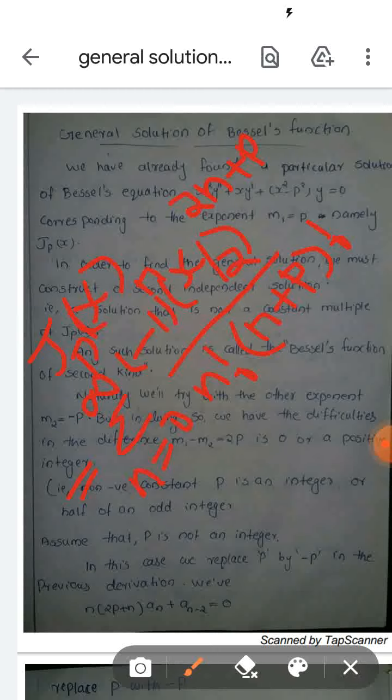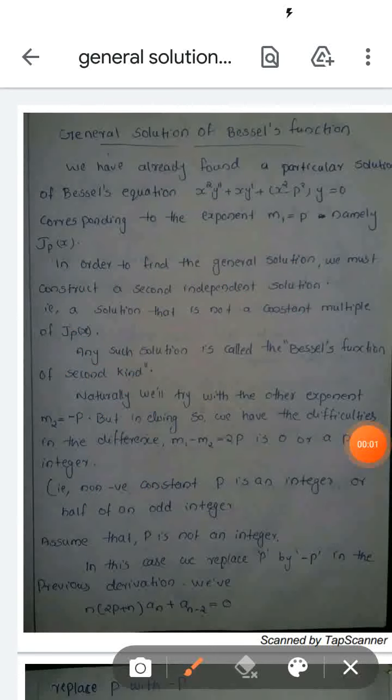In order to find the general solution, we must construct a second independent solution. That is, a solution that is not a constant multiple of Jp of x. Any such solution is called the Bessel function of second kind. Let m2 equal to minus p. This is the next root of the indicial equation. We have m equal to plus or minus p. We are done with m1 equal to p. So next we try with m2 equal to minus p.